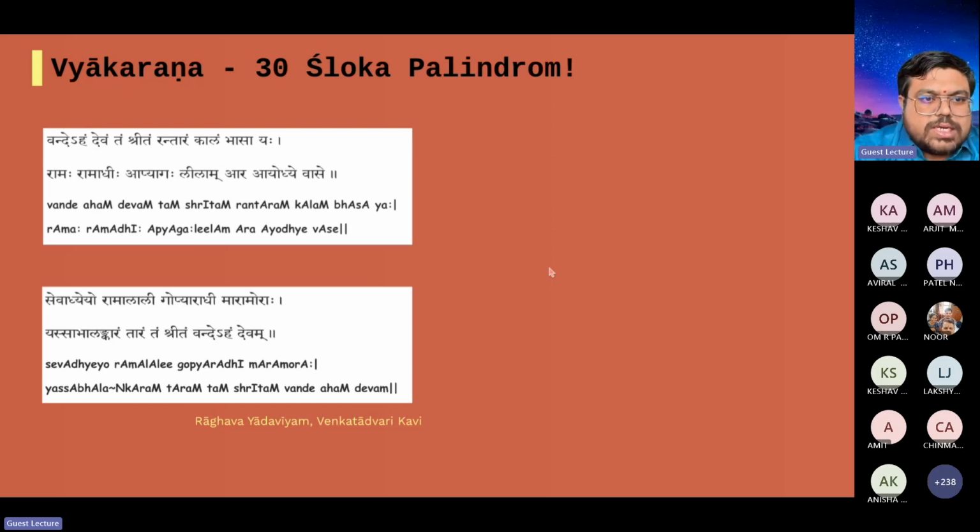If you see the first one, it says, Vandeham Devam Tam Shritam Rantaram Kalam Bhasayah Ramaha Ramadhihi Apyagah Leelam Ar Ayodhye Vase. If you reverse this, what do you get? Sevadhyeyo Ramalali Gopyaradhi Mara Moraha Yestabhalankaram Taram Tam Shritam Vandeham Devam. So is it not the reverse of what you have got?